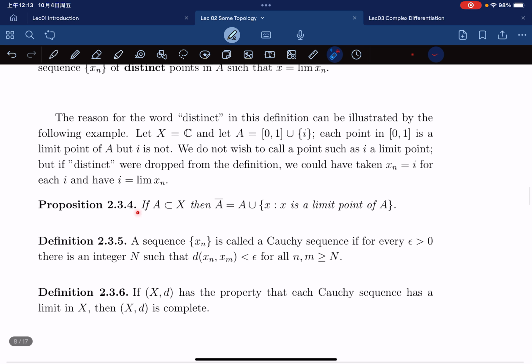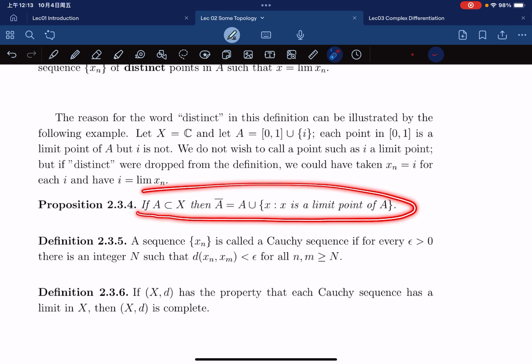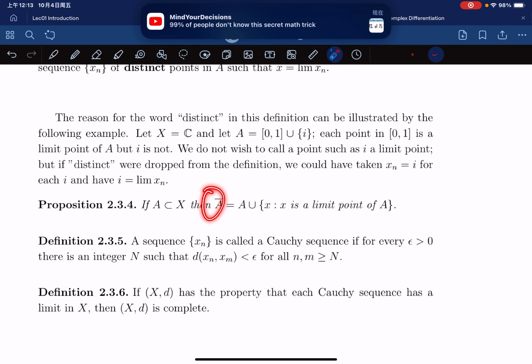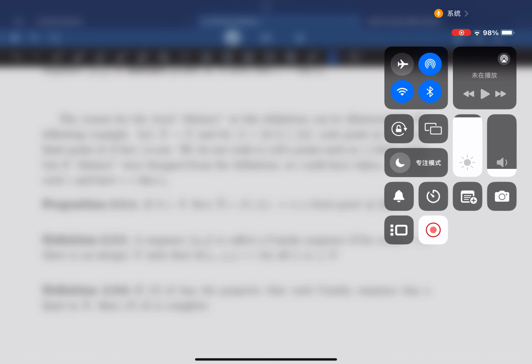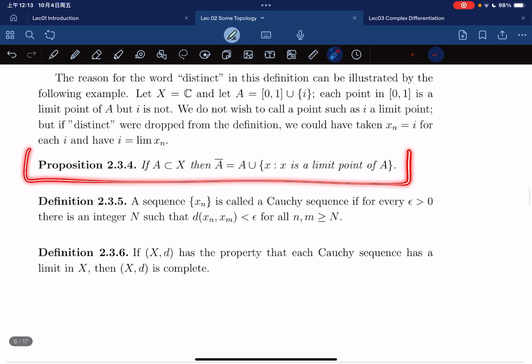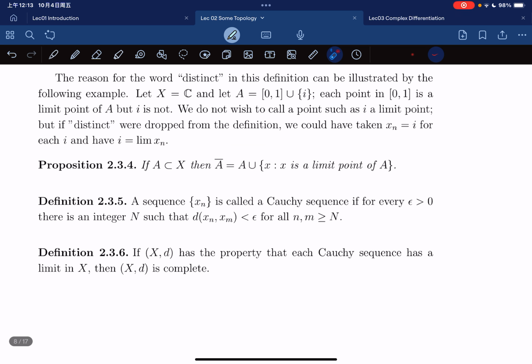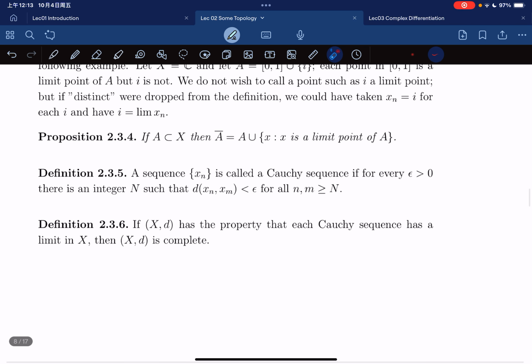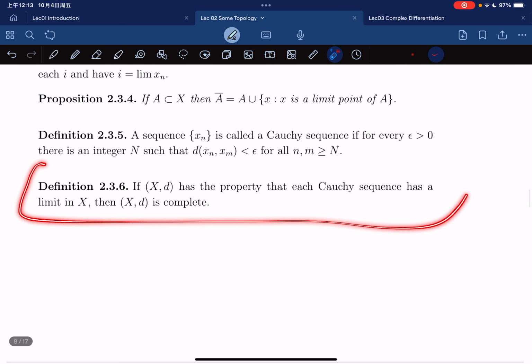We have a proposition that the closure of A is equal to A union with the set of limit points. This is another standard result, and some texts even define the closure as this set. And we all know what a Cauchy sequence is, and we also know what it means for a metric space to be complete.